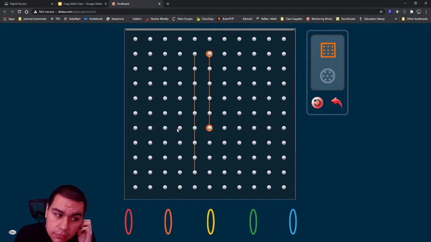I'm on where you're supposed to go, but what do I click? At the bottom is where they have the rubber bands. So you're going to click on whatever color rubber band you want.